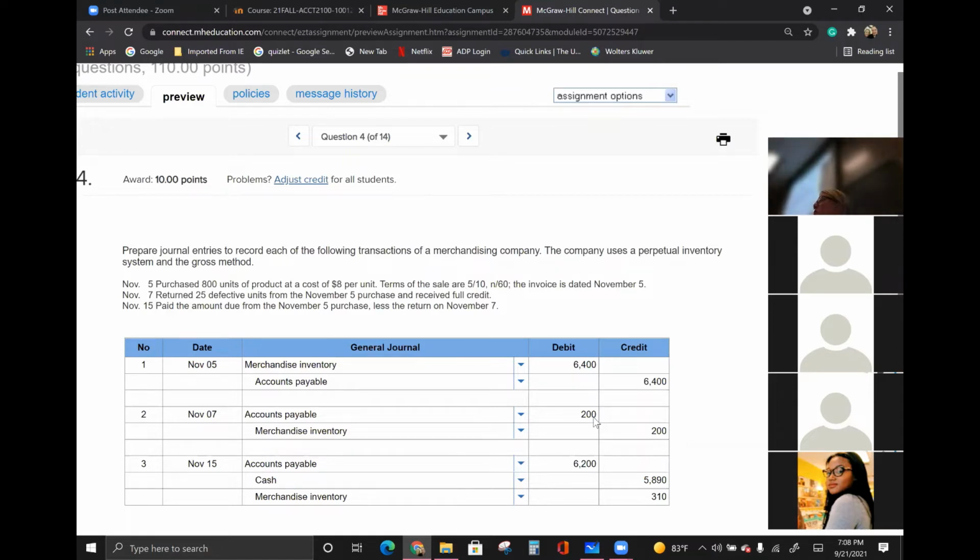Okay, so we purchased inventory, we returned some of the inventory, and we paid it and took a discount. So now we have inventory. Now we haven't done anything with sales. All we've done is bought inventory and paid for it. Okay, we have it on hand, ready to go.